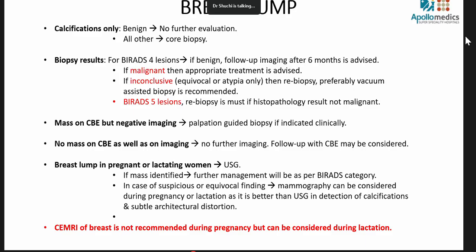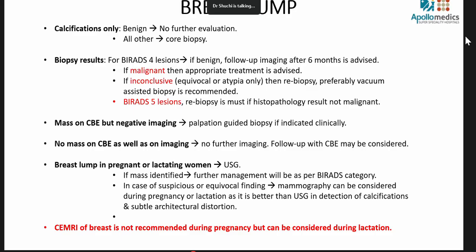Biopsy result: if it is a BI-RADS 4 lesion and the biopsy comes benign, then nothing, follow up after 6 months. That is a 4A lesion. If it is malignant, then appropriate treatment. If it is inconclusive, that is, you don't know whether it is equivocal or ADH only, then please do a rebiopsy, preferably vacuum-assisted biopsy is recommended. Then BI-RADS 5 lesion, rebiopsy is a must.